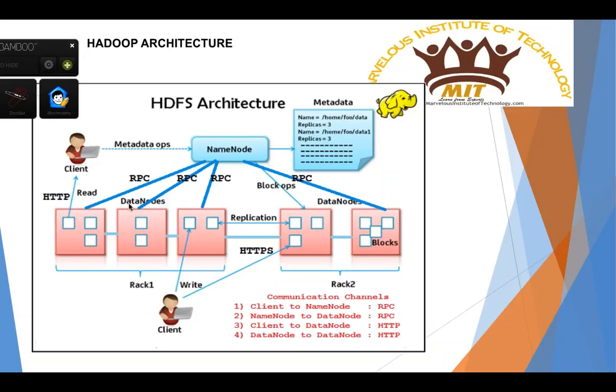Based on the distance, it will be sorted and given to the client. Then your client will start interacting with the data node directly. It will create a pipeline where file IO channels will be created, and it will start storing the data.